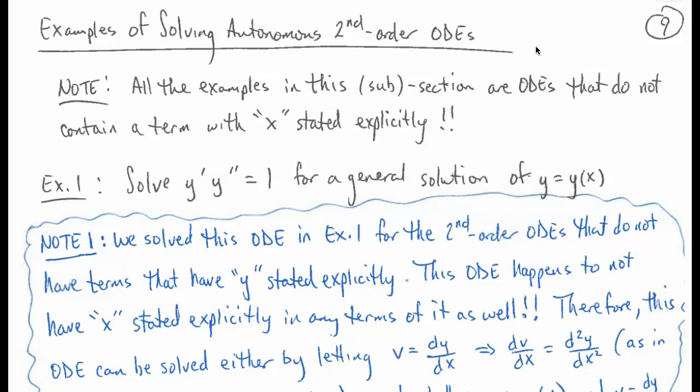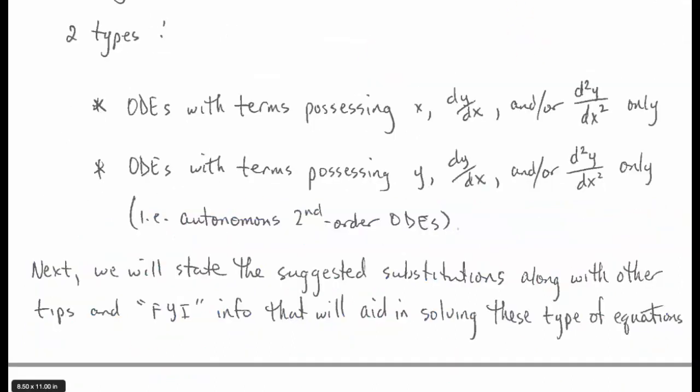I want to review that quickly before we go into the second part of this video. The two main types of equations that we are learning how to solve in this series of videos: this first one is second order or higher ODEs that will only possess either x or derivatives up to whatever the order of the derivative is. The point here is that for these types of ODEs, you see no y shown in any term.